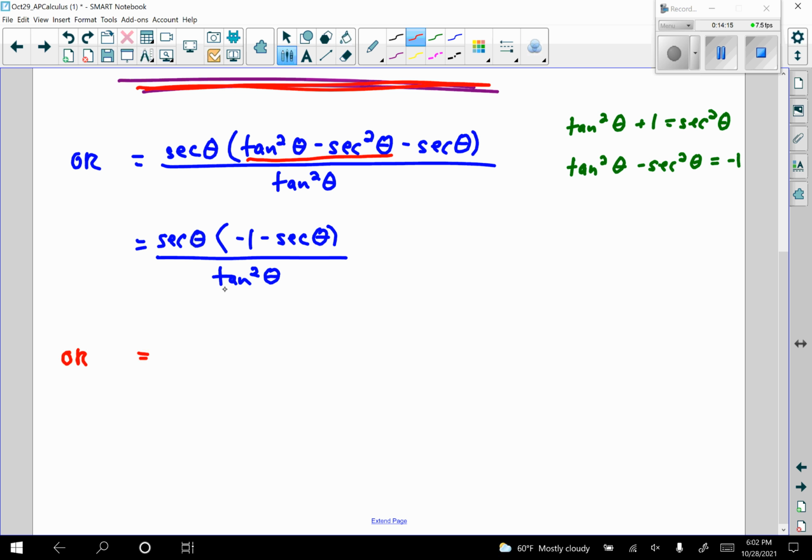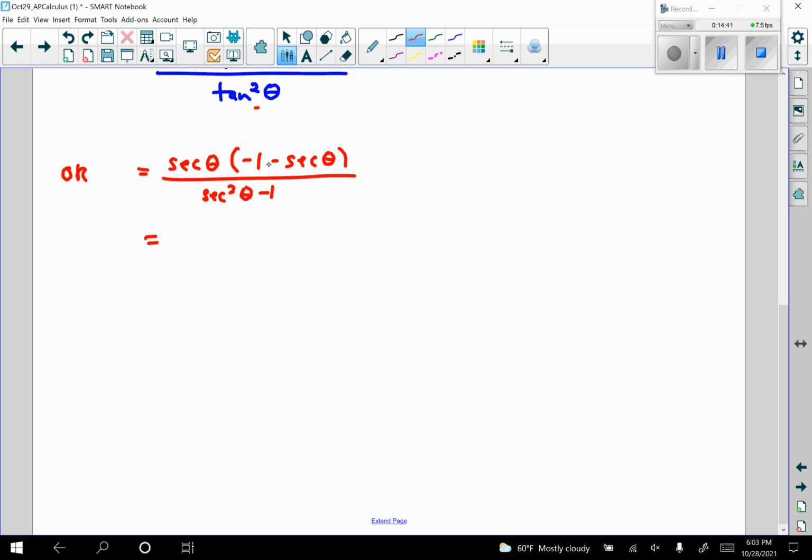What I'm going to do is actually look at the tangent square theta. Over here, if I solve this for tangent square theta, we could say it's secant square theta minus 1. So let's take a look at where this leads us. So we have secant theta and then negative 1 minus secant theta over secant square theta minus 1. I'm actually going to factor out a negative 1 from up here. I'll put it out in front. So we'll have a negative secant theta. Then this leaves us with a 1 plus secant theta.